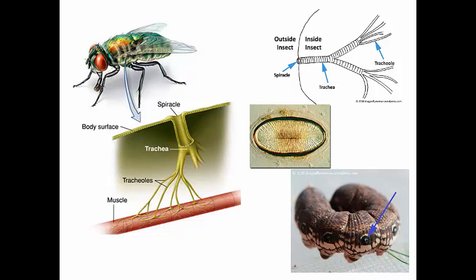So hemolymph is a little bit different than human blood. It doesn't have those carrier cells. Instead, oxygen just dissolves directly into it. So carbon dioxide works about the same way. It comes out via the tracheoles to the trachea, and it diffuses out via the spiracles.